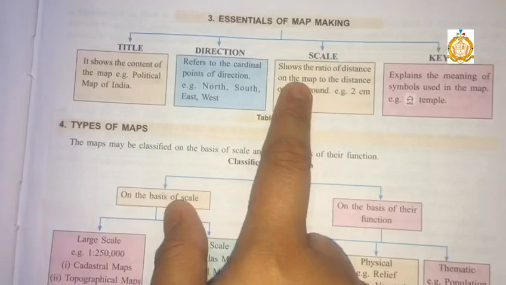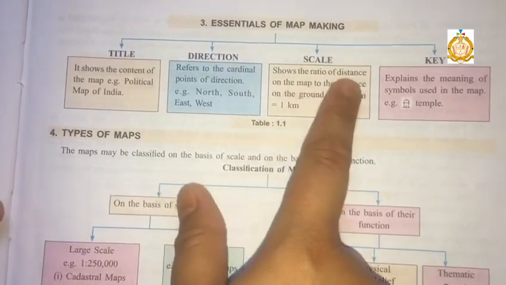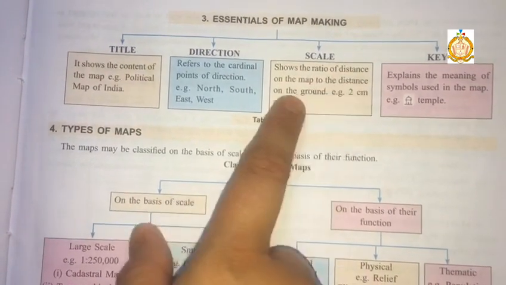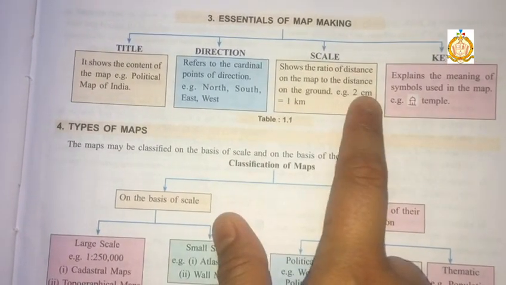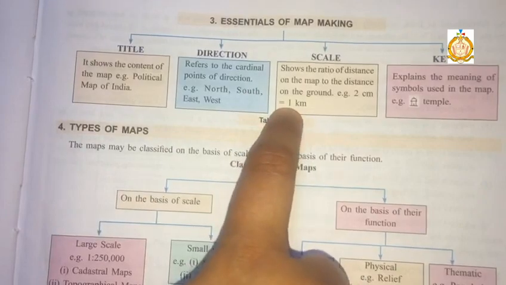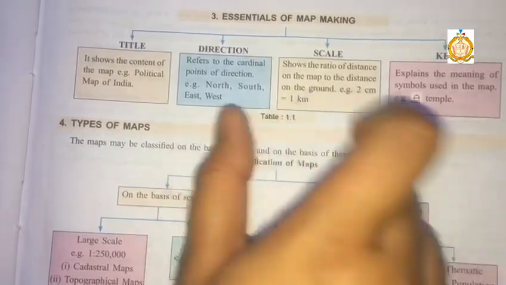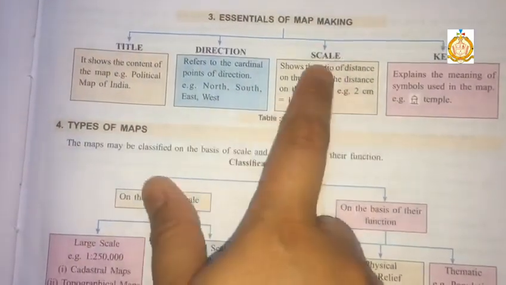Scale is used to describe the ratio between the distance on the map and the distance on the ground. For example, 2 centimeter equals 1 kilometer. That means 2 centimeter on the map surface and 1 kilometer on the actual ground. They are showing the relation between the distance on the map and the distance on the ground through scale.